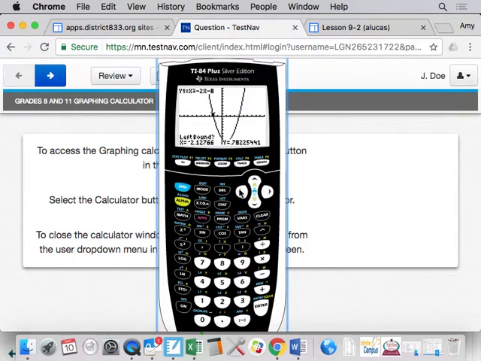This is my left boundary. So you see the question says left bound, so I'm going to hit enter. Then I use my arrow to move to the right boundary, so the right-hand side, and I hit enter. It gives me a guess. I hit enter again, and there's my zero. x equals negative 2. So my first one is negative 2.